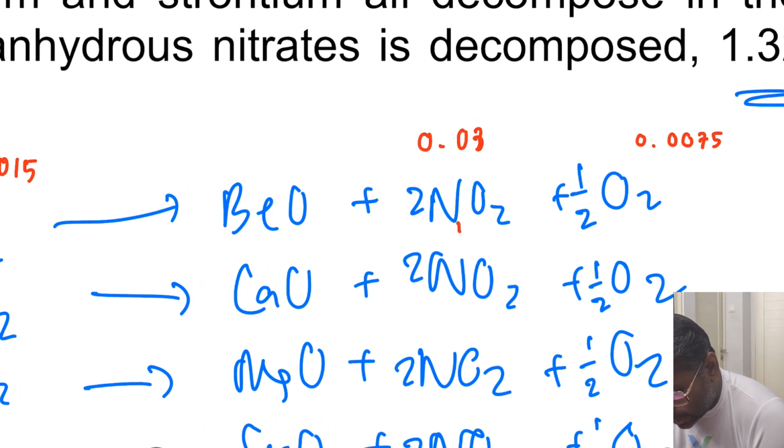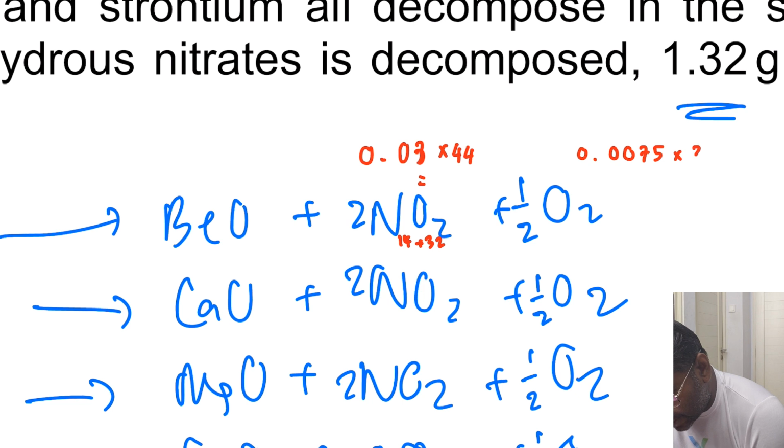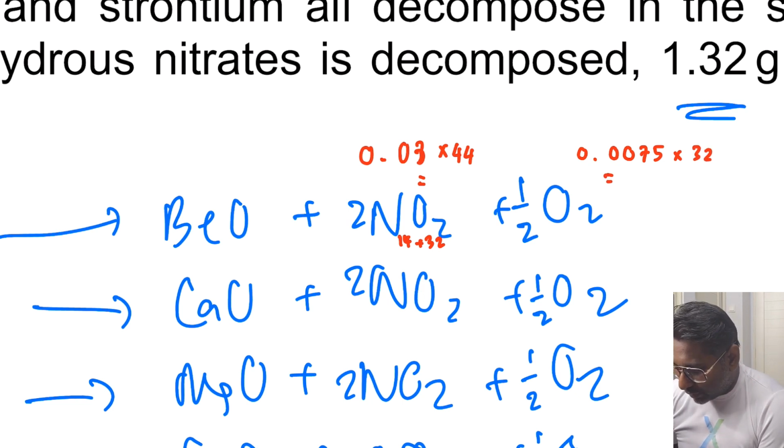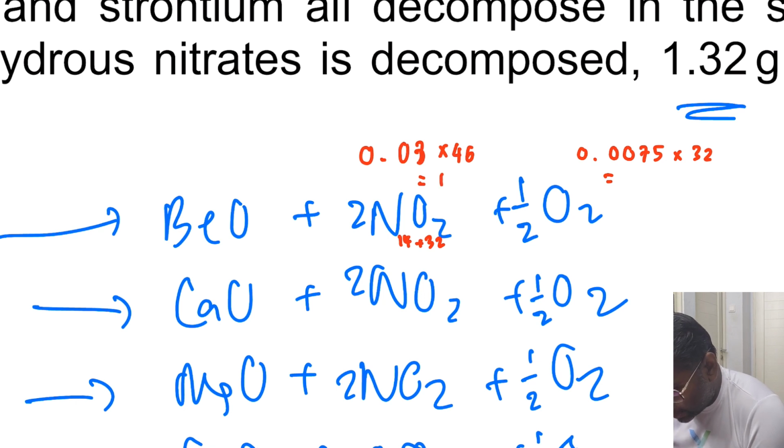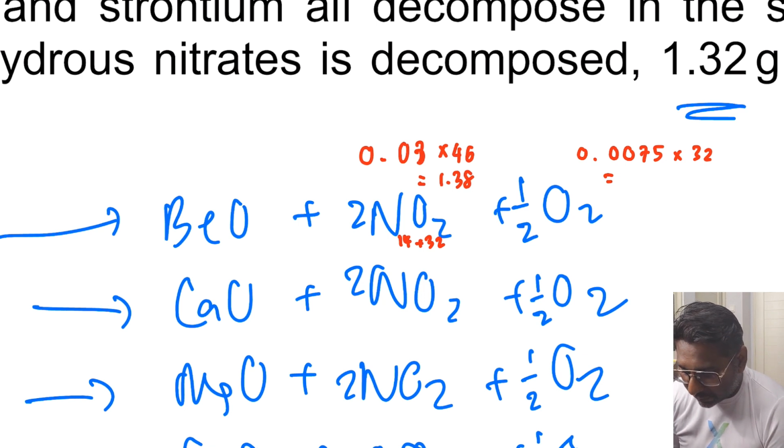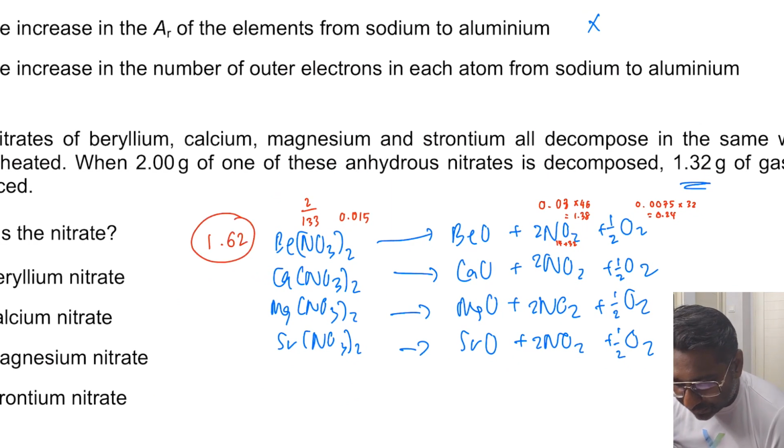So we can find the mass. NO2 is 14 plus 16 plus 16, that's 46, not 44. If I multiply by 46, I get the mass of NO2. If I multiply the oxygen by 32, I get the mass of oxygen. 0.03 times 46, you will get 1.38, and 0.0075 times 32, you'll get 0.24. Let's add these two together: 1.38 plus 0.24 gives 1.62. That's not the answer we are looking for. We are looking for 1.32.